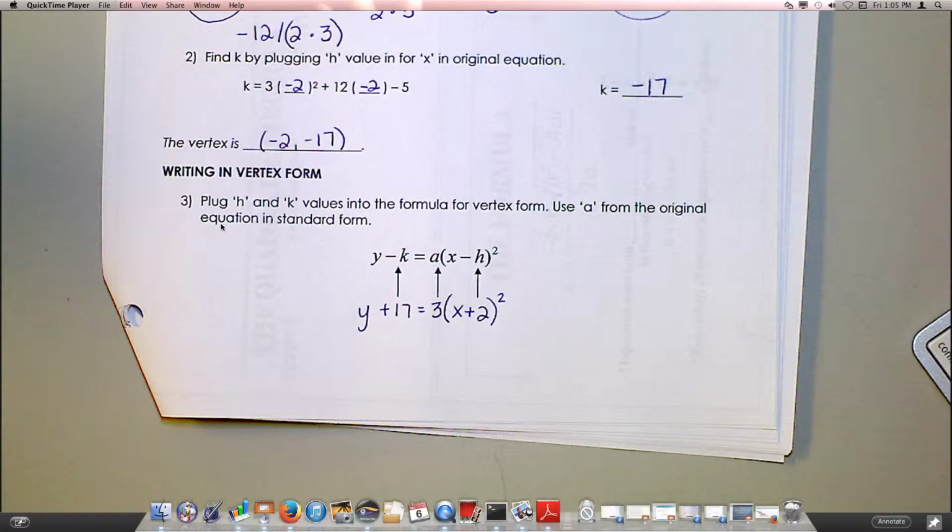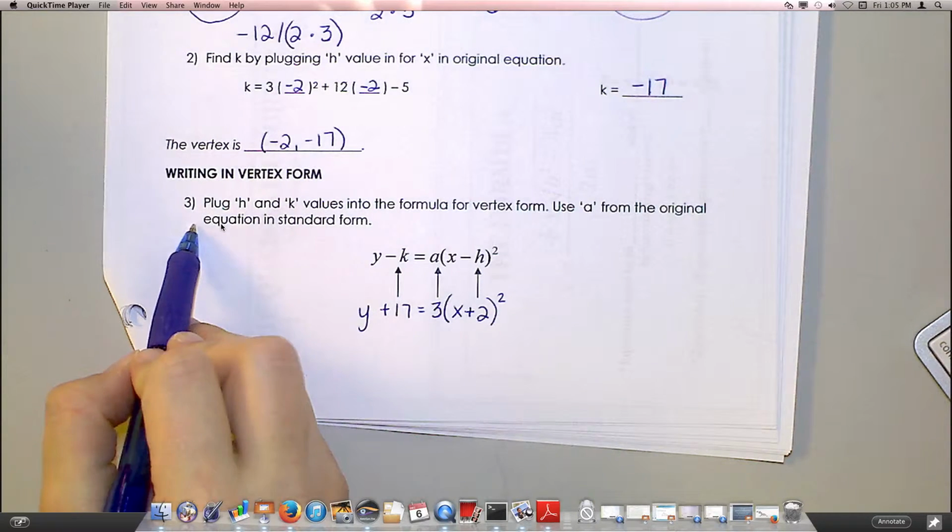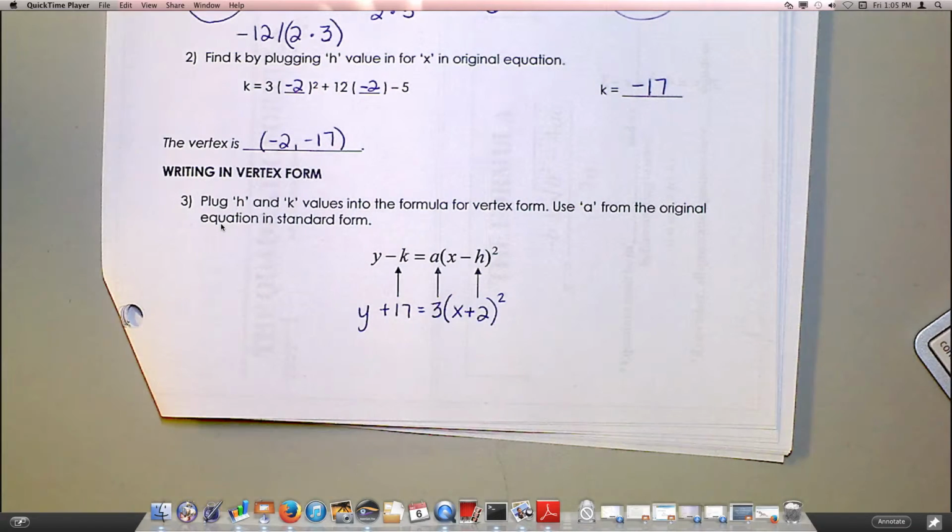So find h, find k, and then if you have to put it in vertex form, do that third step. Some questions are going to ask you for that step. Some questions are going to ask you to stop here. Good? All right, let's try a couple more.